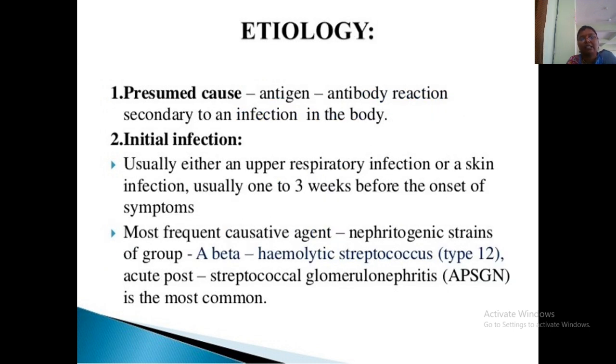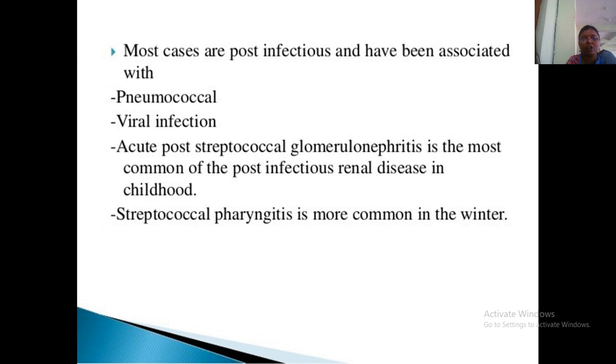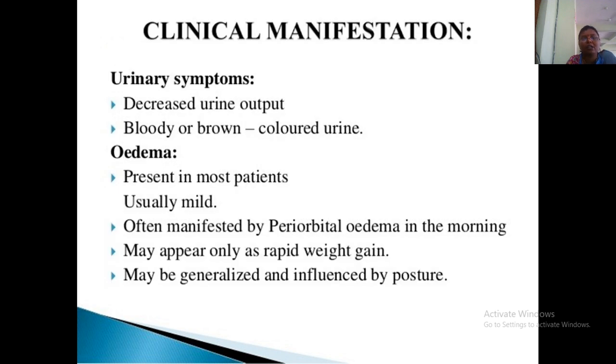If you see the etiology, the presumed cause is an antigen-antibody reaction secondary to an infection in the body. The initial infection is usually either an upper respiratory tract infection or skin infection, usually 1 to 3 weeks before the onset of symptoms. The most frequent causative agent is beta hemolytic streptococcus type 12. Most cases are post-infectious and have been associated with pneumococcal and viral infections. Acute post-streptococcal glomerulonephritis is the most common of the post-infectious renal diseases in the child. Streptococcal pharyngitis is most common in winter season.